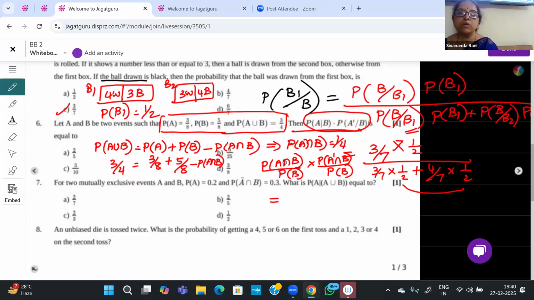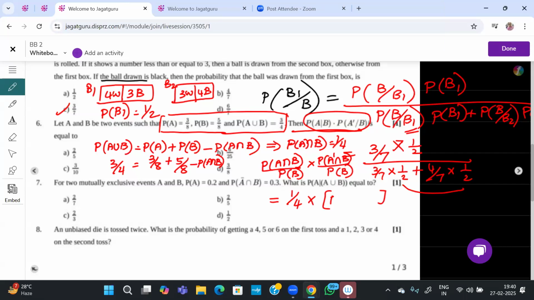So let me substitute what I know. P of A intersection B has been found out. So let me substitute as 1 by 4. And what do you do for P of A dash intersection B? That's what I was training you for. What is A dash intersection B? Who remembers? The universal way of finding out. Outside A, inside B. P of B minus P of A intersection B. Right?